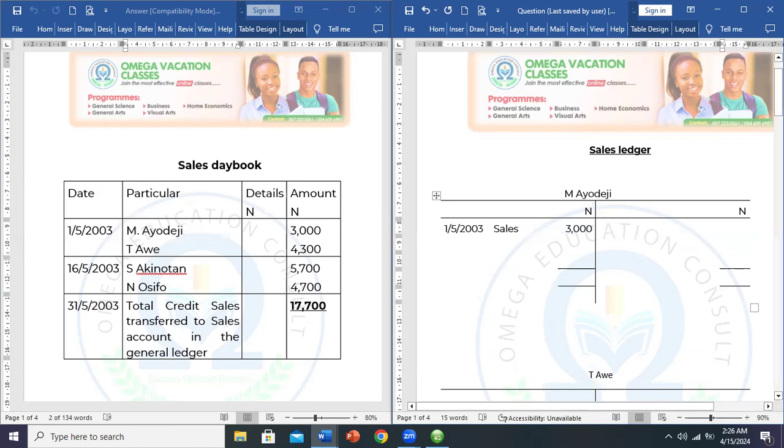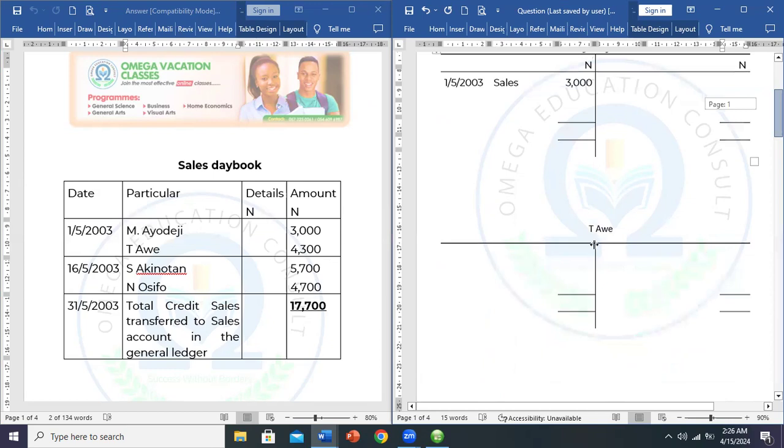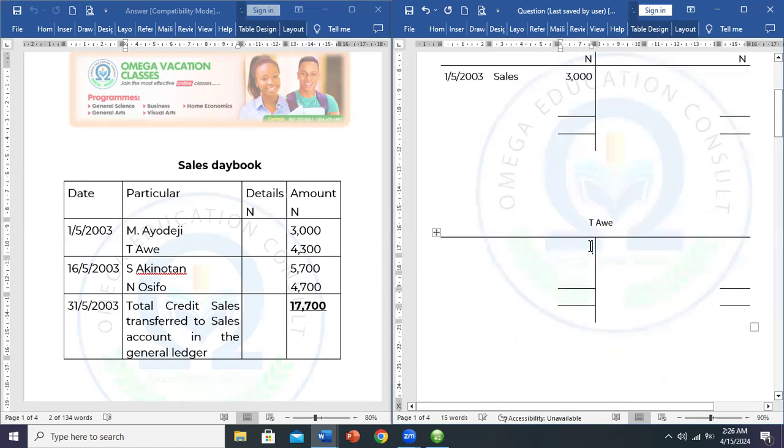That was to T. Awe. So you go to T. Awe's account, and you are also going to debit T. Awe. The date was the same date as that of M. Ayodeji, 1st May 2003. Narration will be sales, 4,300. We do the same for S. Akinotan.